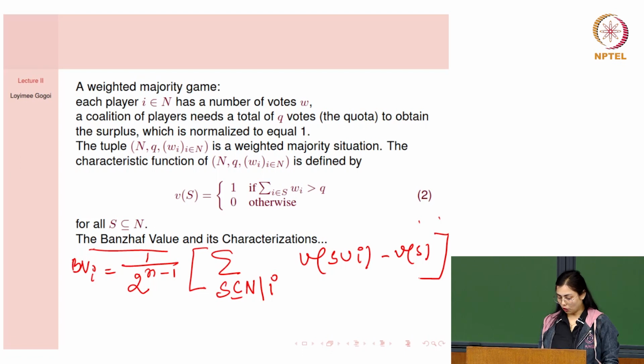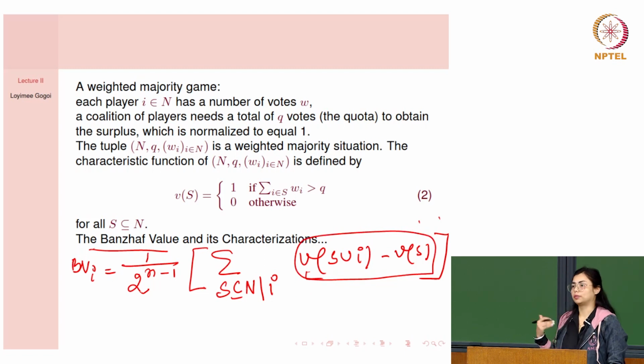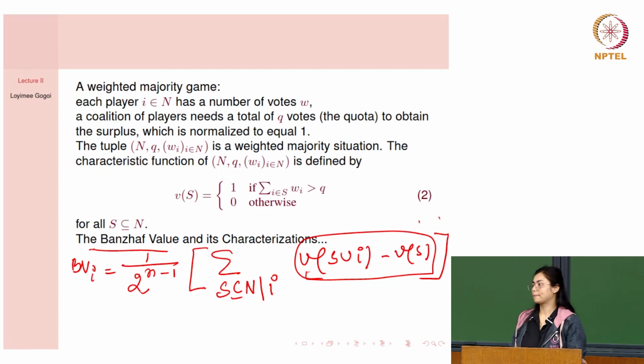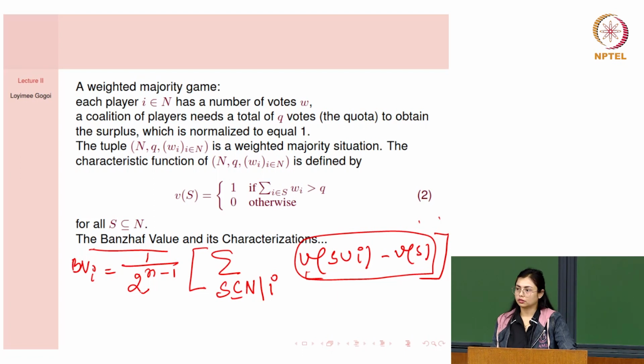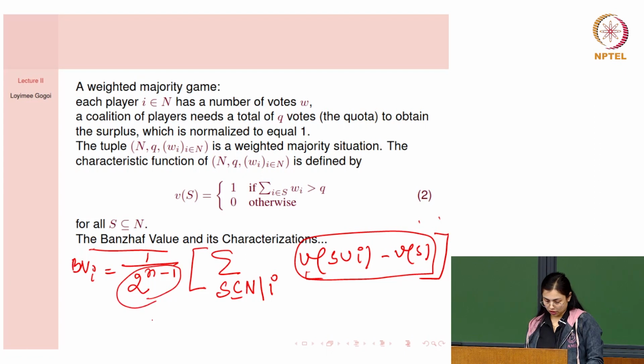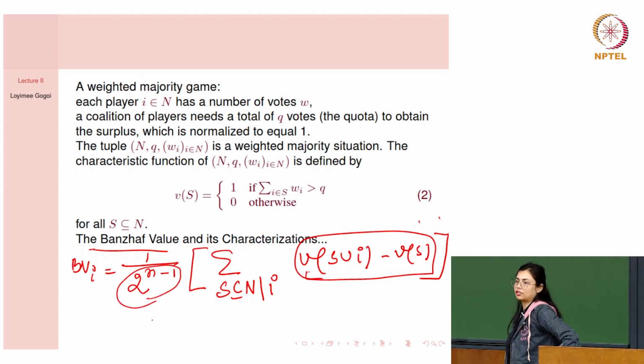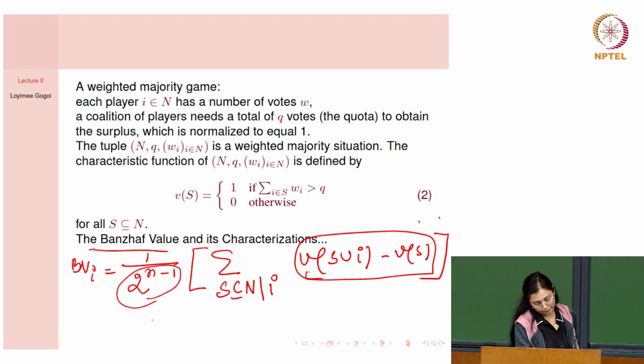It is actually the marginal contribution for the particular player i, divided by 2 to the power n minus 1, simply. Okay. So it's the total number of subsets of n minus i, and this is the average value. So what is 2 to the power n minus 1 actually? It is not exactly that actually. It's just defined that way.